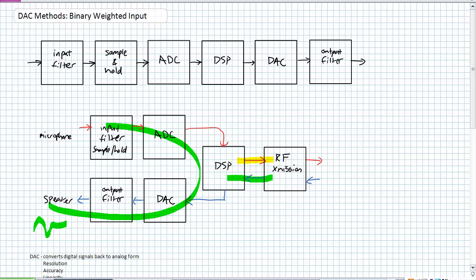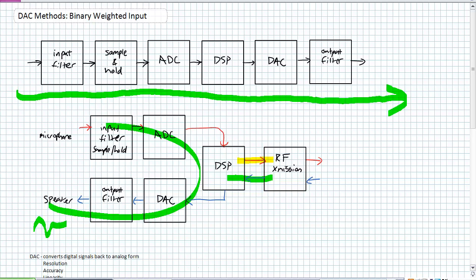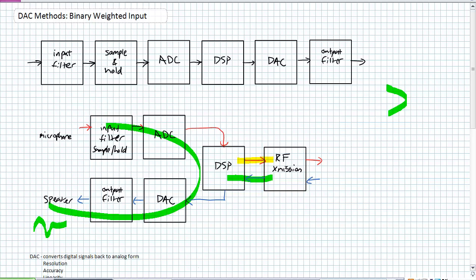The DSP itself is not just going ahead and converting analog into digital, then back to analog in this direction. Why would you ever do something like that? There's an interface between that DSP and perhaps another system.